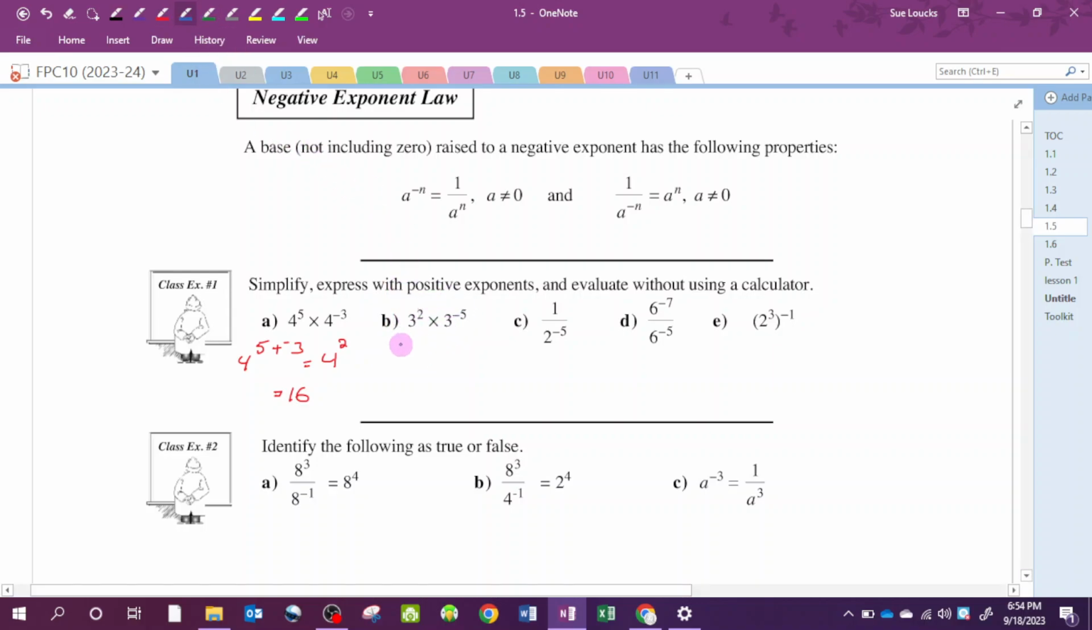This is, again, I'm multiplying, so I'm going to add exponents. So this becomes 3 to the 2 plus negative 5 equals 3 to the negative 3, which is 1 over 3 cubed, which is 1 over 27. I've got a negative exponent in the bottom, so I'm going to flip that into the top, so that becomes 2 to the 5. It's actually 2 to the 5 over 1, but we don't bother with the over 1 part. And 2 to the power 5 equals 32.